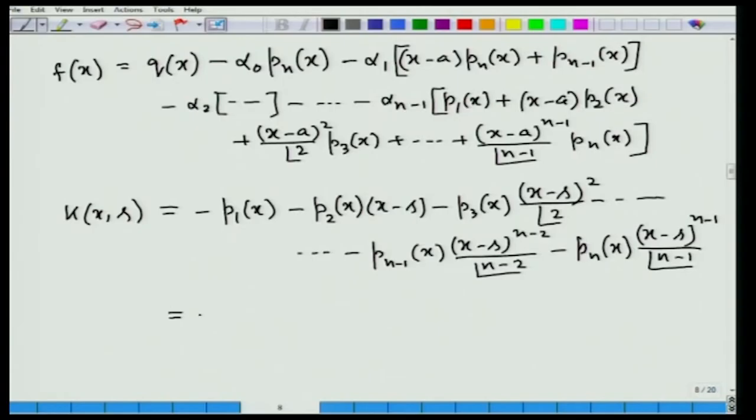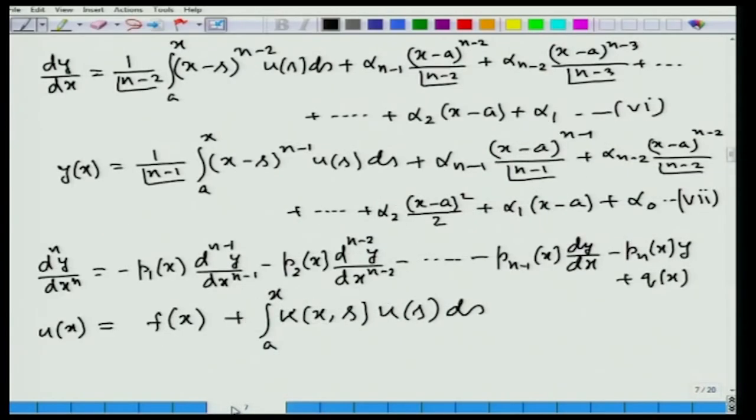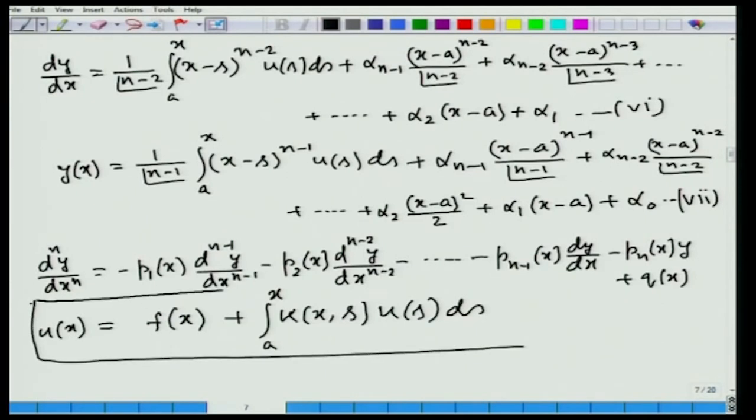And we can write this entire expression in a compact form using the summation notation, that is minus sigma r running from 1 to n, x minus s whole to the power r minus 1 divided by factorial r minus 1, multiplied with p r x. So, if we start substituting r equal to 1, 2, 3 up to n, you will have this entire expression. So, that means a general nth order linear differential equation can be converted into a Volterra integral equation of the second kind by this method.